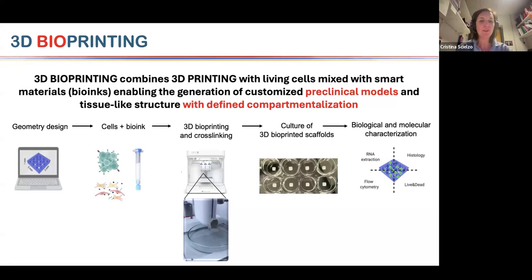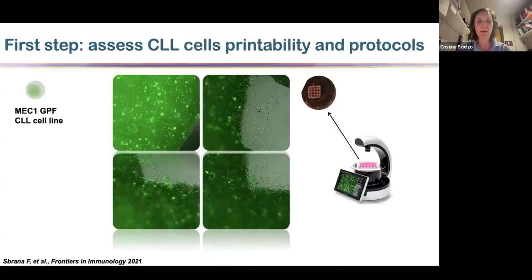So that's why, when we first started, the real issue was to set up all the protocols from scratch. Now you don't have this problem anymore. A lot of protocols have already been established for 3D bioprinting. But the first step when you start with this approach is to assess the printability of your cells and all the protocols that you need to use for your experiments.